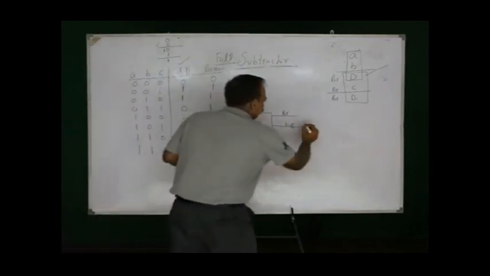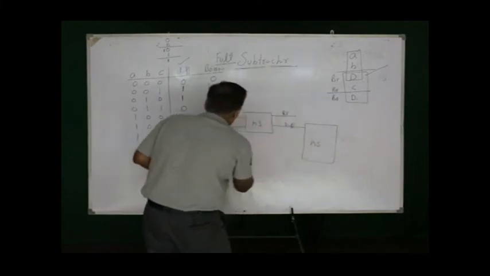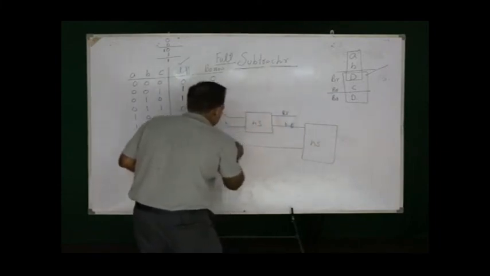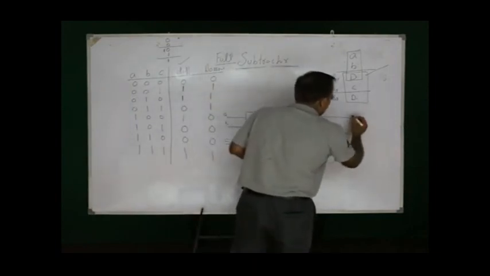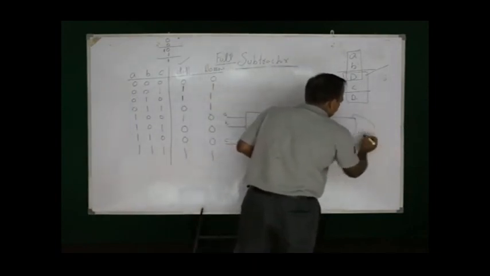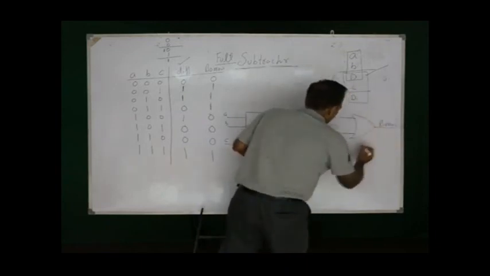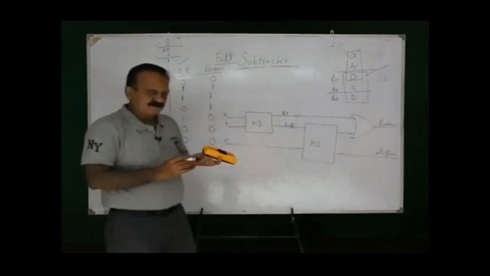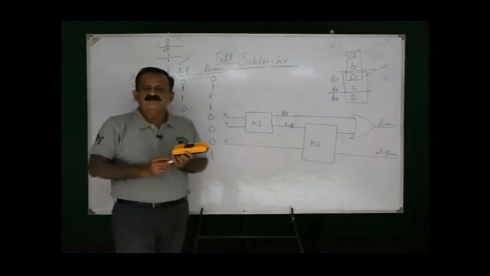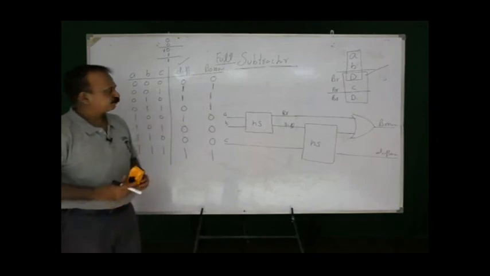Then next I can have another half subtractor, and that too with this value, and that is c, and there can be borrow from either of these two steps. This represents the borrow and this represents the final difference. Now this is a full subtractor circuit by using half subtractor.